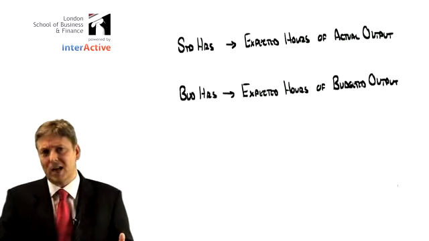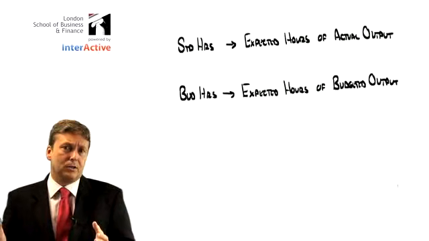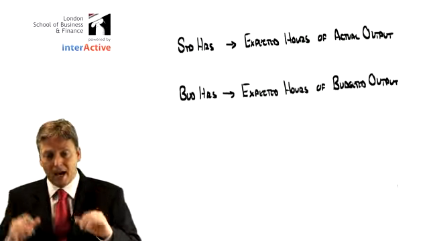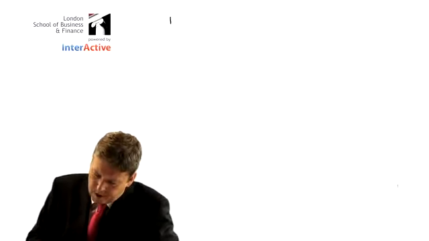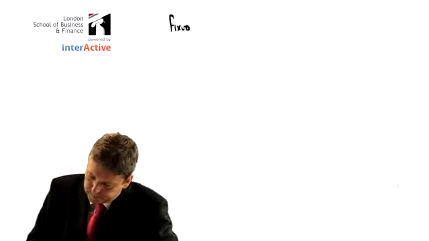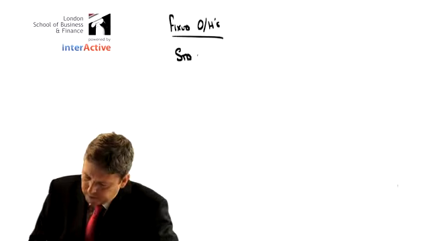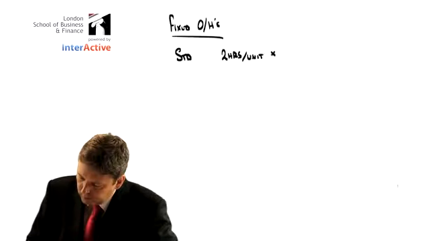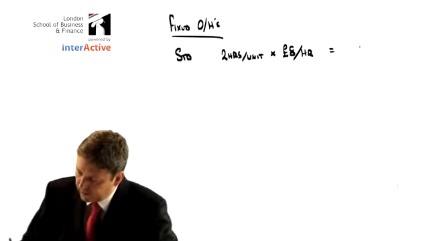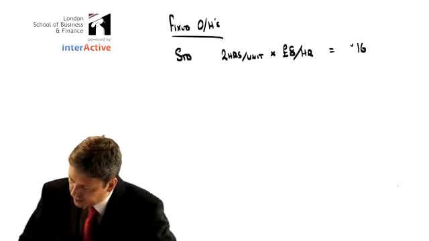So, we've looked at standard hours and actual hours. We've looked at budgeted hours. Now, let's introduce some numbers to what we already know. If you remember with our fixed overheads, we originally talked about the standards: 2 hours per unit multiplied by £8 per hour, and that gives us £16.